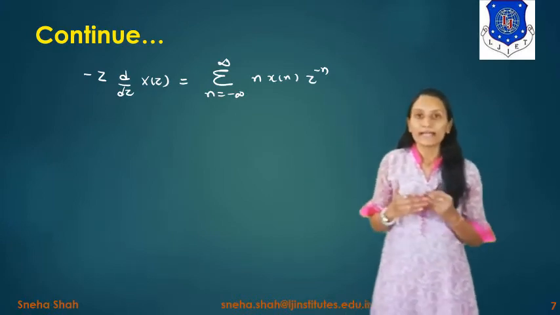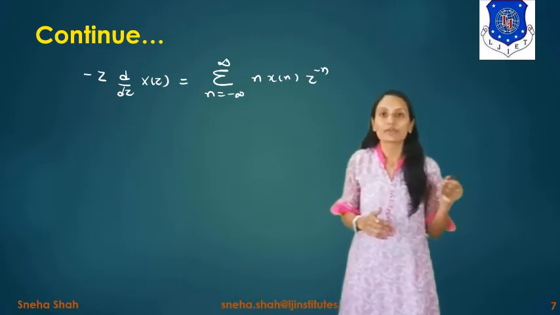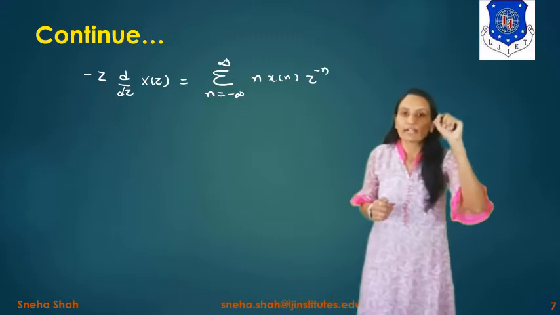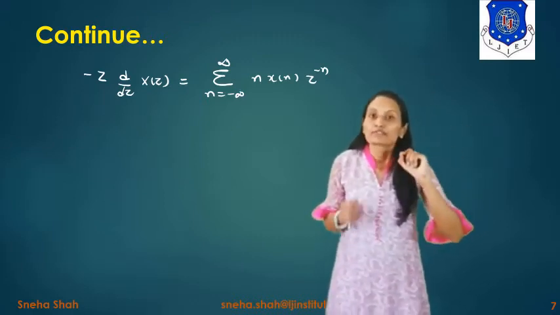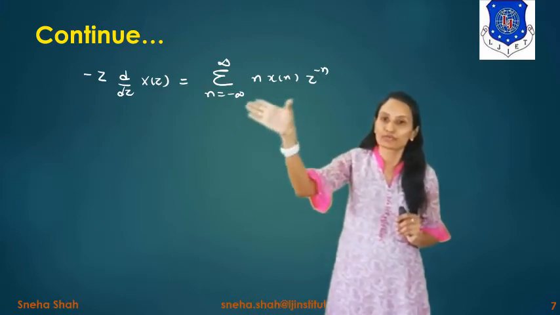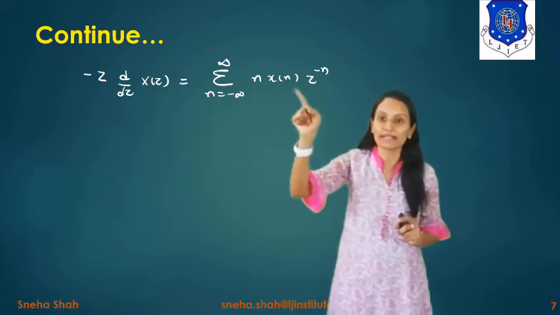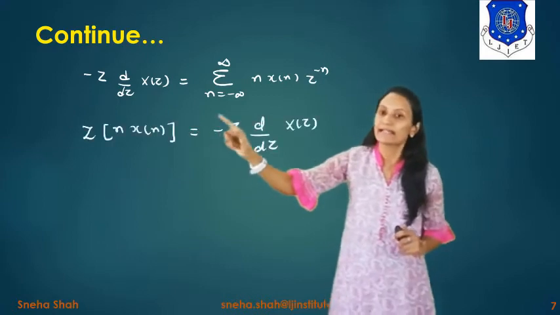Right. Now as you know, if we are finding the Z transform of x of n, what will be the equation? Summation n equals minus infinity to infinity x of n z raised to minus n. Right. So instead of x of n, here we have used n into x of n. So this term will represent the Z transform of n into x of n, which gives you the answer as minus z d by dz x of z.